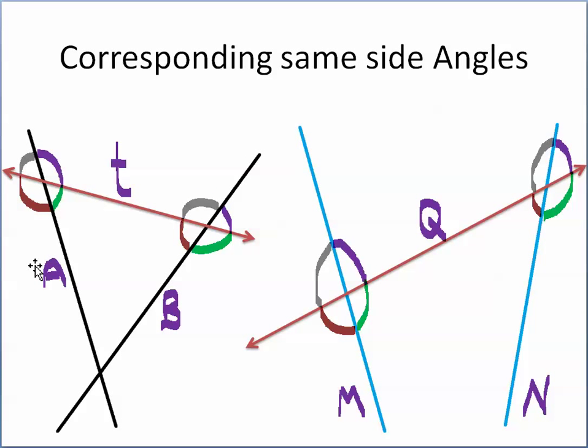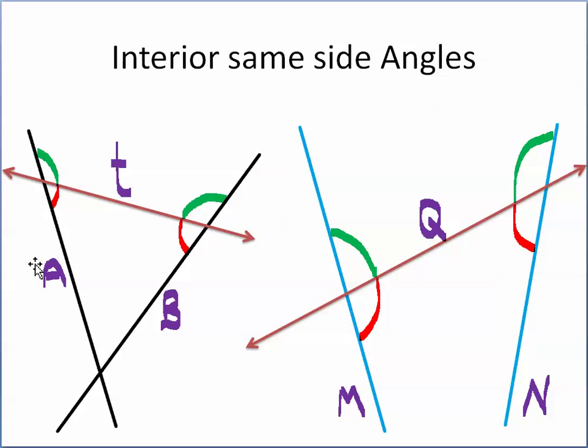Here we have corresponding same side angles. If you need to pause, just click and you can pause and take a look at what this is. We have interior same side angles. These are interior, so green matches with green. This is an interior angle, this is an interior angle, and they are on the same side of the line. Consequently, the same thing happens over here with the two blue lines, M and N.